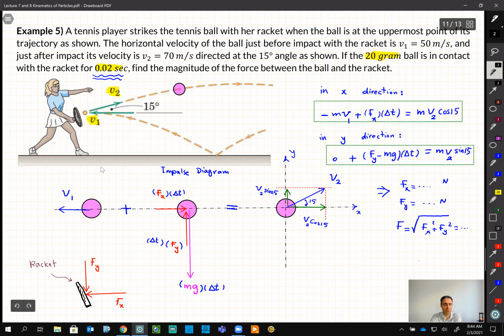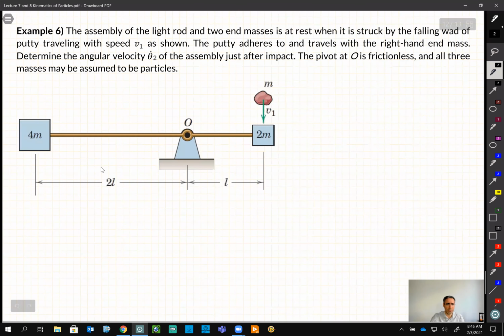But we didn't write anything related to this racket because we don't know any information for that. If the question, for example, gives us the velocity that this lady is hitting this ball or the mass of this racket, then we consider this one. But in this problem, no. We just stick with the portion that we know we have the information. Okay, so let's now move to the last example of this topic, and we are done.